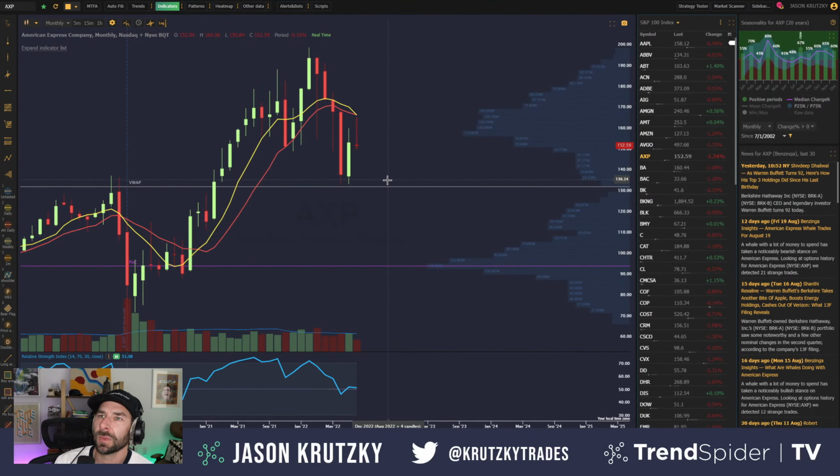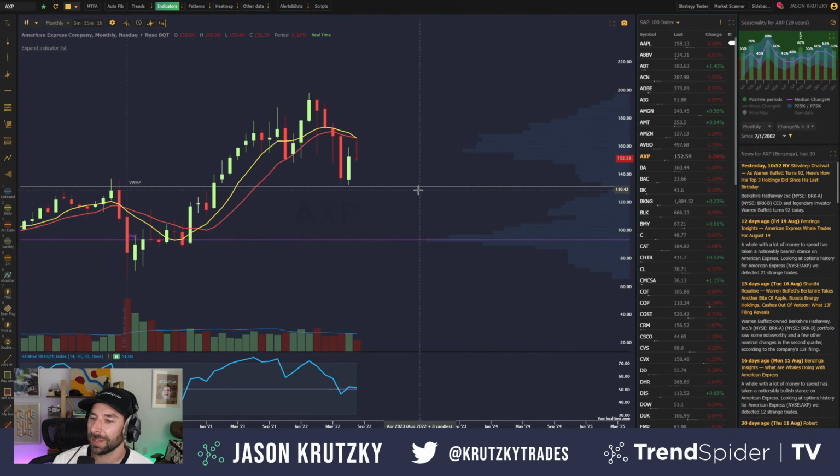AXP, American Express. Gosh. Whew. Man, it's feeling like we are in some sticky stuff here. All right, AXP. Again, VWAP, point of control from the COVID lows. Looks like we found perfect support at that VWAP from the COVID low last month.